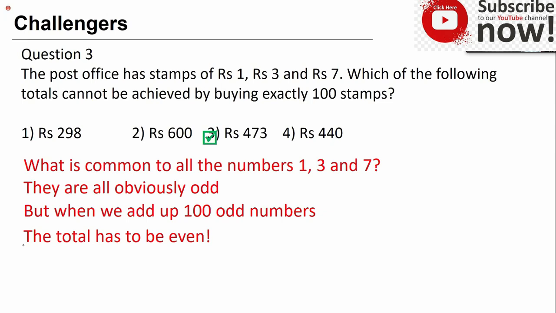What is common to all the numbers 1, 3, and 7? All of them are odd. So basically, what I'm doing is adding 100 stamps, each with an odd denomination. So odd plus odd plus odd plus odd, an even number of times, 100 times. Odd added an even number of times becomes even. So the total has to be even. So 298 possible, 600 possible, 440 possible, 473 not possible. Okay?